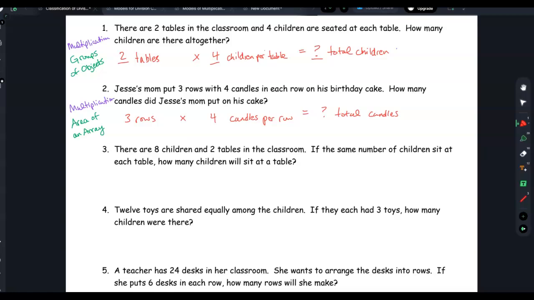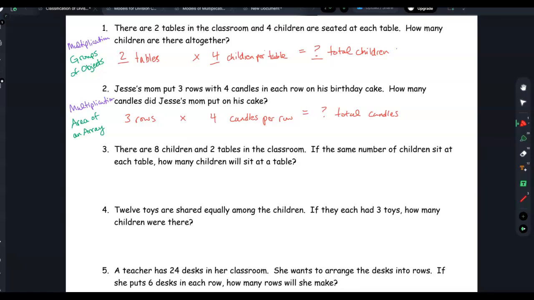Number 3 says there are 8 children and 2 tables in the classroom. If the same number of children sit at each table, how many children will sit at a table? So I'm going to write a setup equation to help me figure out whether this is multiplication or division. If it's obvious to you, that's great, but if it's not, this is the way to start.